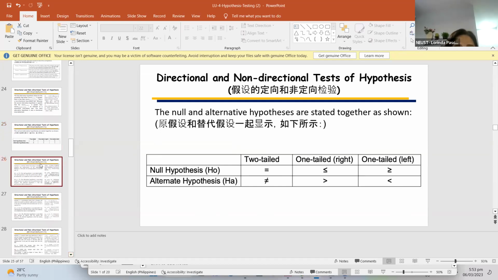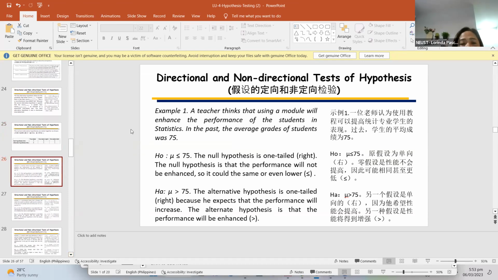So let us continue. Now, example. A teacher thinks that using a module will enhance the performance of the students in statistics. In the past, the average grade of students was 75. So ito yung basihan mo, 75 eh. So yung teacher daw, naniniwala siya na pag gumamit siya ng module, tataas yung performance kasi ma-enhance in statistics.